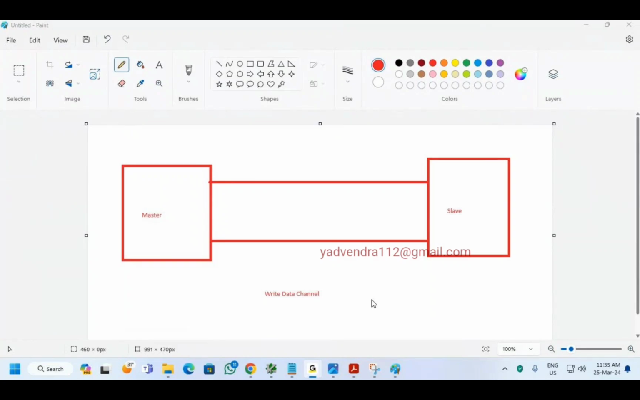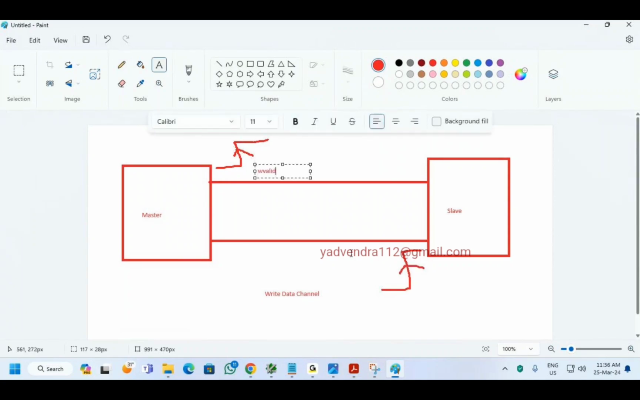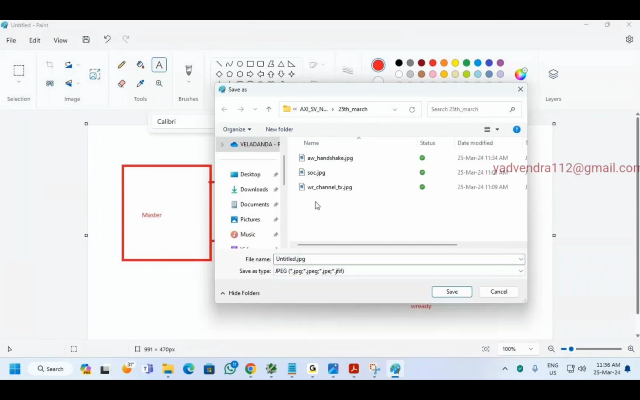Guys, who will issue valid? Who will issue ready? Master valid, because this is the write transaction and master needs to give the data. That is the reason master needs to issue valid. So who will issue ready? Slave, obviously. So from master side, valid; from slave side, ready. This is W valid, this is W ready. This is the W handshake.